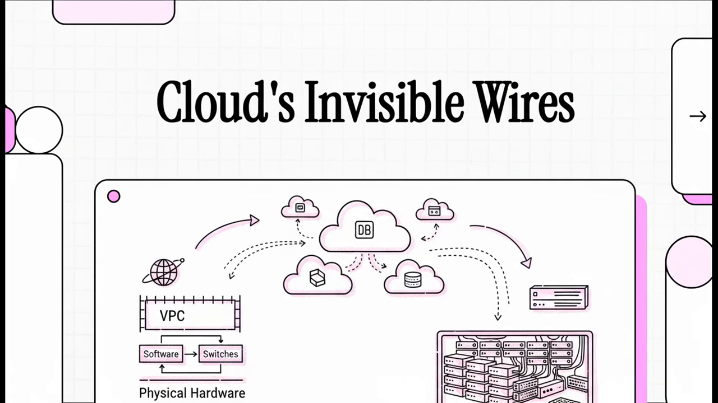Have you ever stopped to think about how your apps in the cloud actually talk to each other or how they connect to the internet? It honestly feels a bit like magic, right? But behind the scenes, there's this incredible invisible network making it all happen. So, in this explainer, we're going to pull back the curtain on cloud networking, starting from the virtual private cloud that you control all the way down to the physical hardware you'll probably never ever see.